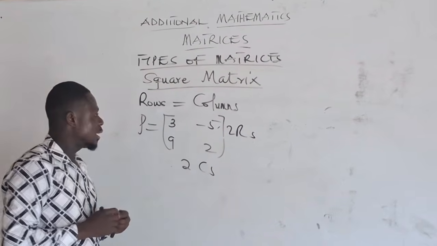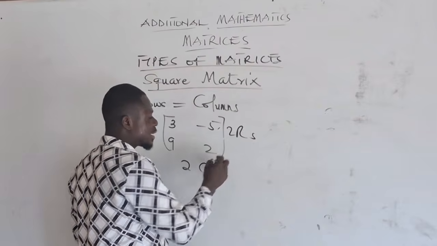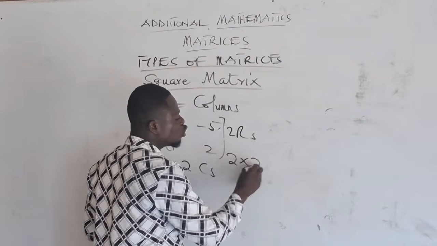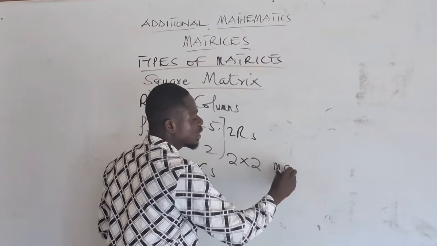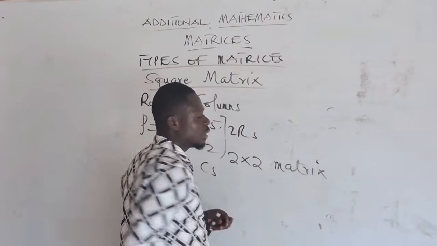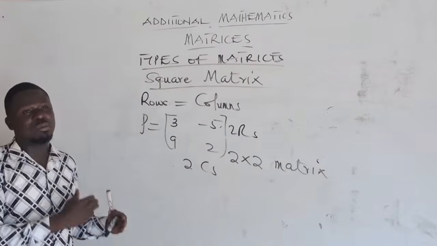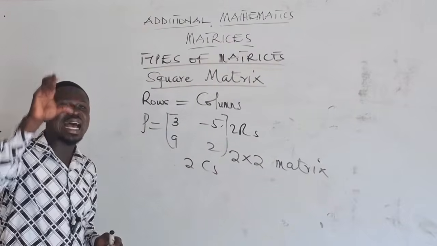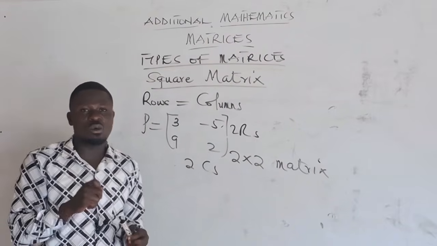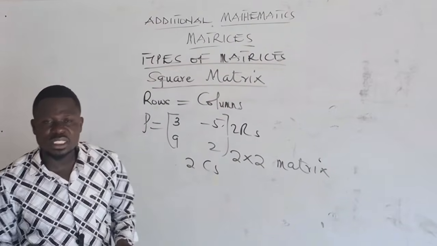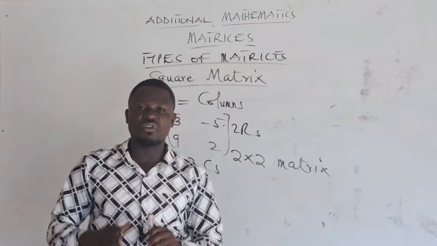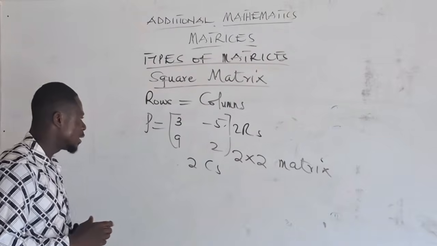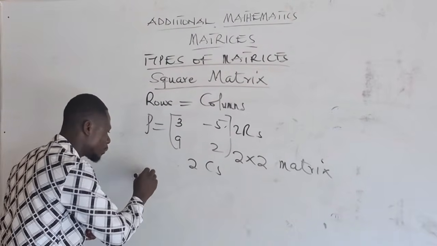It can be described as a 2 by 2 matrix. And this makes this particular matrix a square matrix. Why? Because the dimensions are the same. In other words, the number of rows is the same as the number of columns. Let's look at another example.